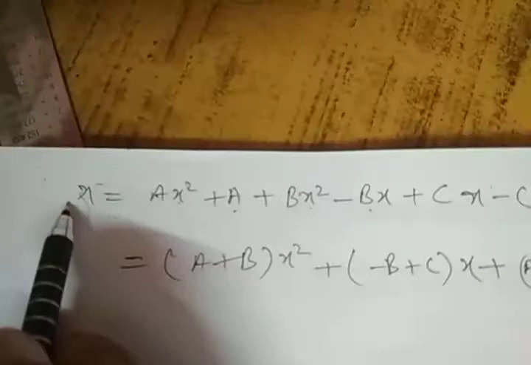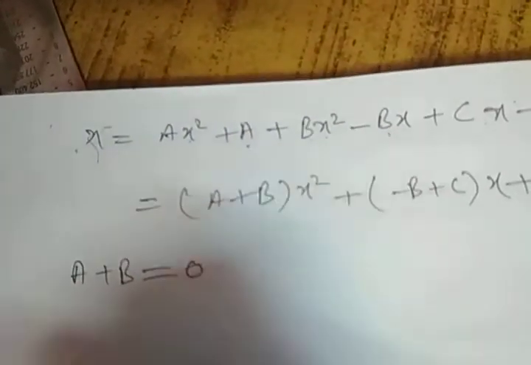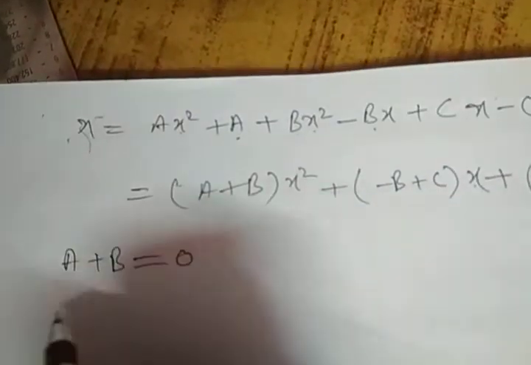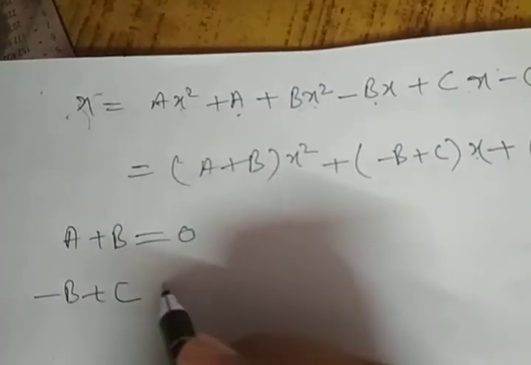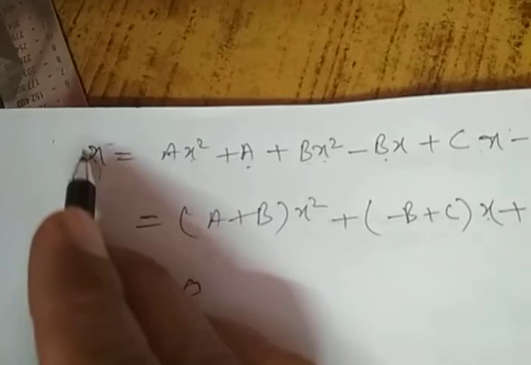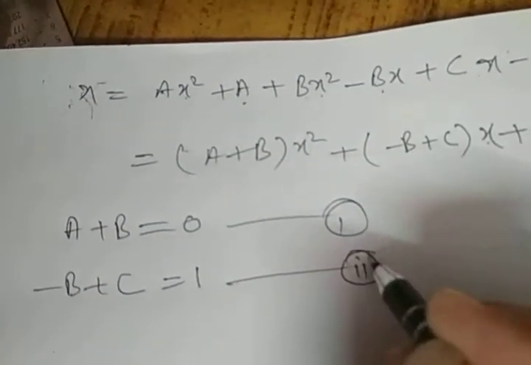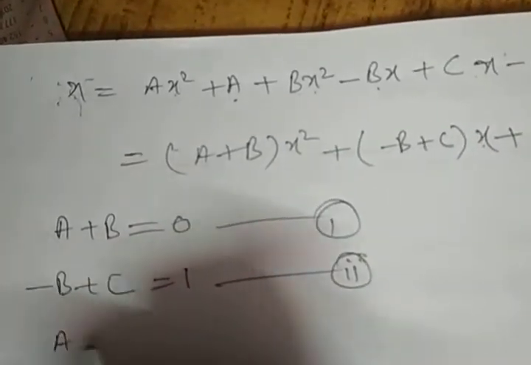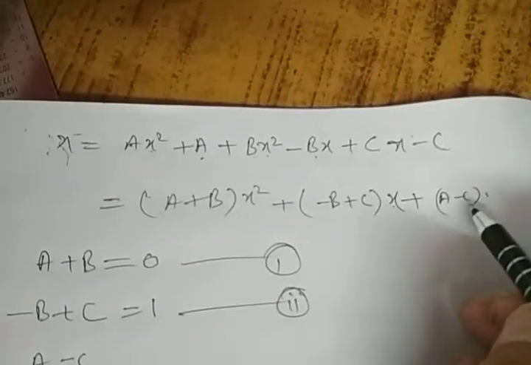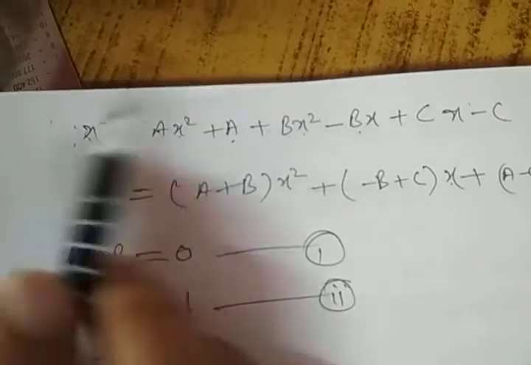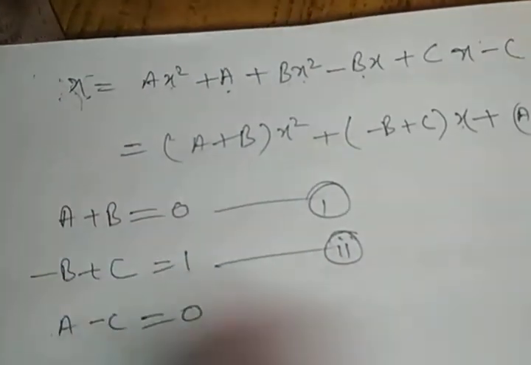Comparing coefficients, this side there is no x square, so the coefficient of x square is equal to 0. This side the coefficient of x is minus b plus c, and on this side it is 1. So this equation is the first, and this equation is the second. Now third is a minus c. A minus c is the constant part, there is no constant part on this side, so that is equal to 0.